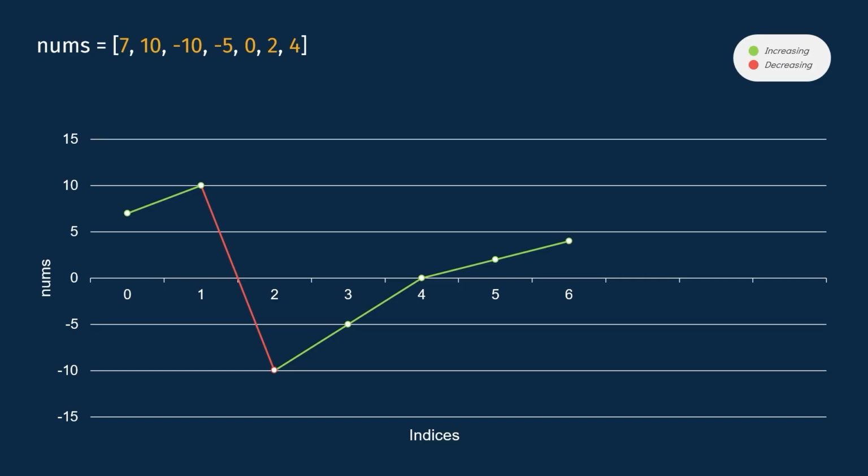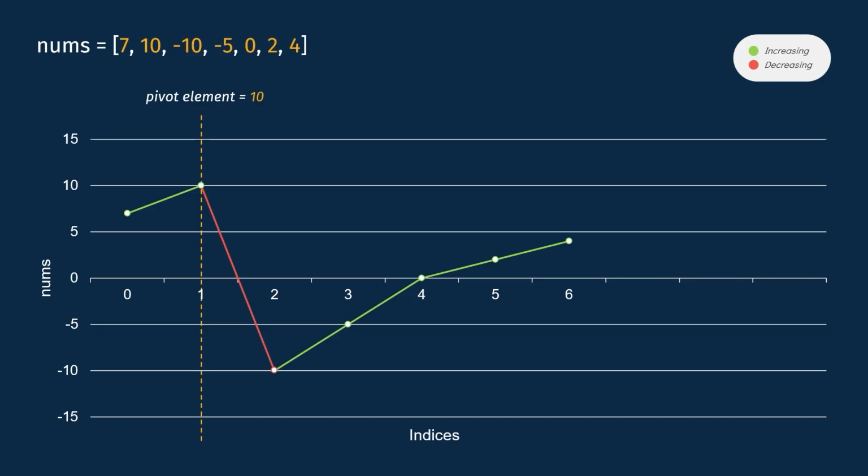In a rotated, sorted array, there is exactly one place where a larger number is immediately followed by a smaller number. We call the larger number the pivot element. In our example, 10 is the pivot element because it is followed by -10, which is smaller. And the element right after the pivot, in this case -10, is always the minimum element of the entire array.